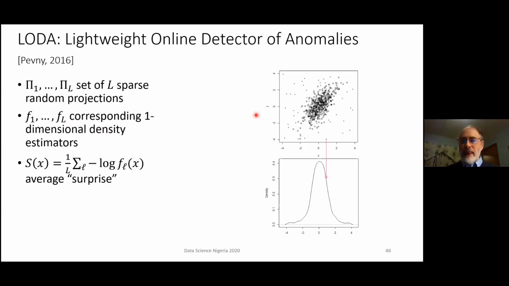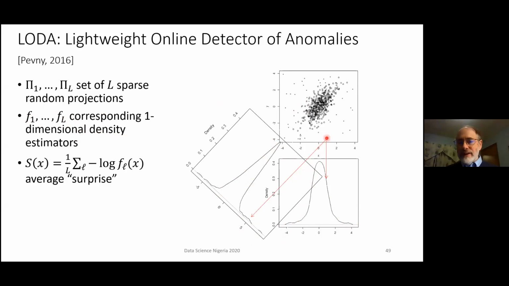So for instance, if we projected just onto the x-axis and then fit a kernel density estimator, we would get something that looks like this. If we fit along a 45-degree line, we get this density estimator. And if we think about this data point here, it's assigned reasonably high density in this projection, but very low density in this projection. And so again, we can take the average surprise over all of these estimates, and that gives us our anomaly score. It should be an A of X, but that's our anomaly score.